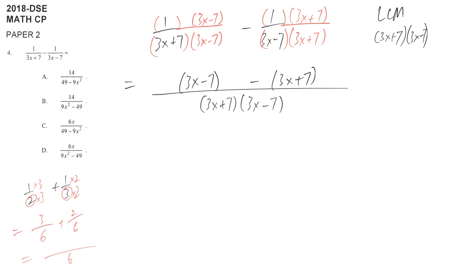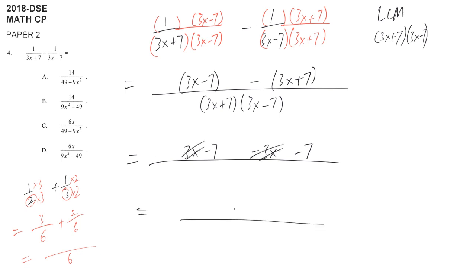Why I need to write this step is because, again, many students will make careless mistakes when they handle this bracket. For the numerator, there is a hidden fraction. You are going to minus the whole thing here. So if you remove the bracket carefully, you will get negative 3x and negative 7. Okay, this is cancelled out, so the numerator is negative 14.